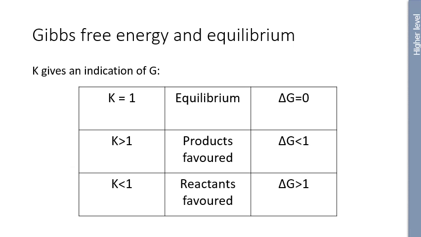And if the equilibrium constant is greater than 1, then the products are favored, and the change in Gibbs free energy is going to be less than 1. And if the equilibrium constant is less than 1, then the reactants are favored, and the change in Gibbs free energy at least is going to be greater than 1. Okay, that's kind of a summary.